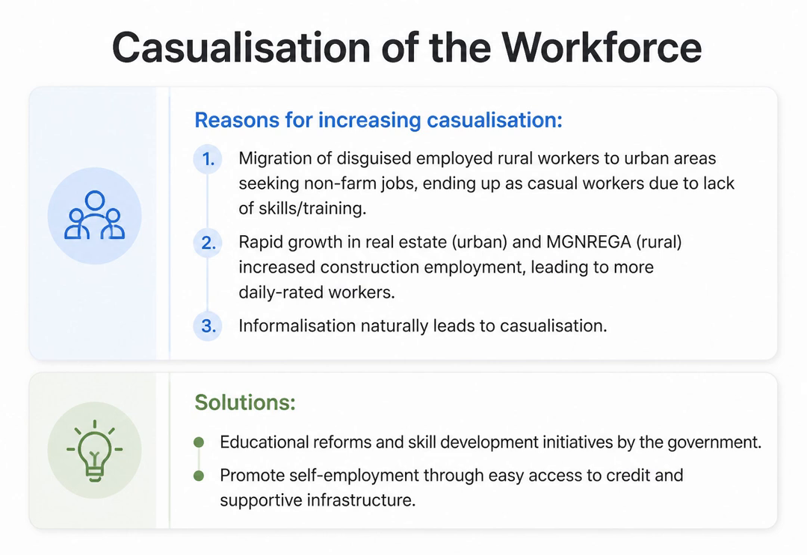Why is this happening? A major reason is migration. Rural workers, escaping disguised unemployment in agriculture, move to cities, but lacking formal skills, they are forced into casual labor. Additionally, the boom in urban real estate and rural schemes like MGNREGA have created massive demand in the construction sector, which relies heavily on daily rated workers. To reverse this trend, the government must focus heavily on educational reforms and skill development, while also promoting self-employment by making credit and infrastructure easily accessible to aspiring entrepreneurs.